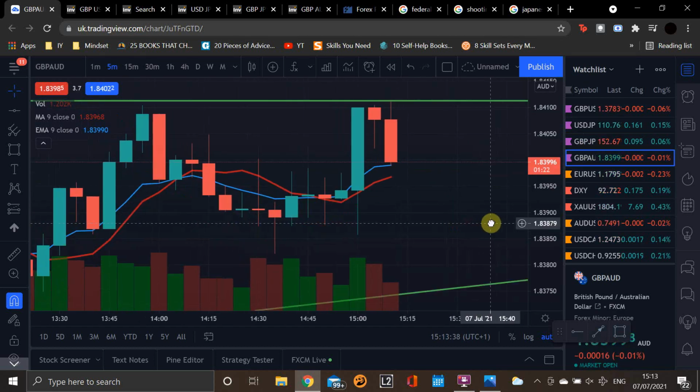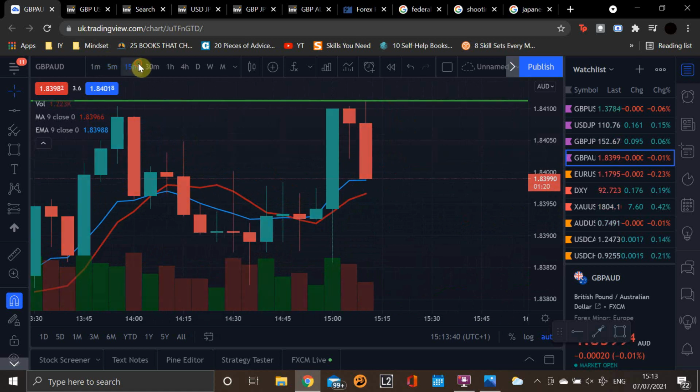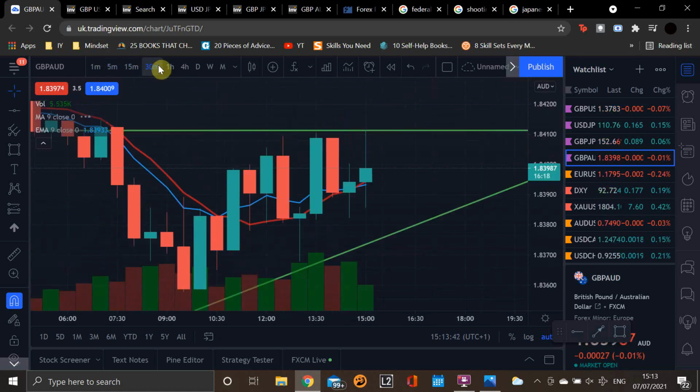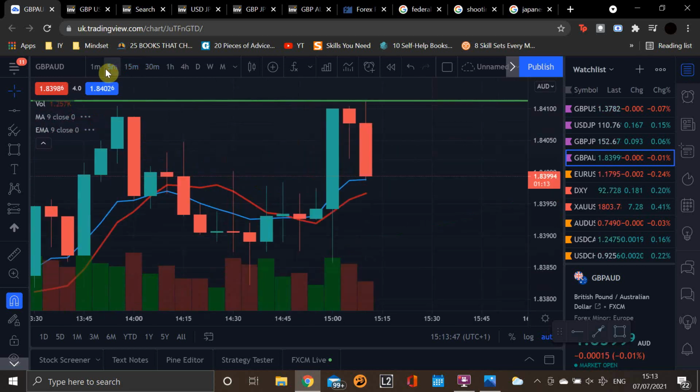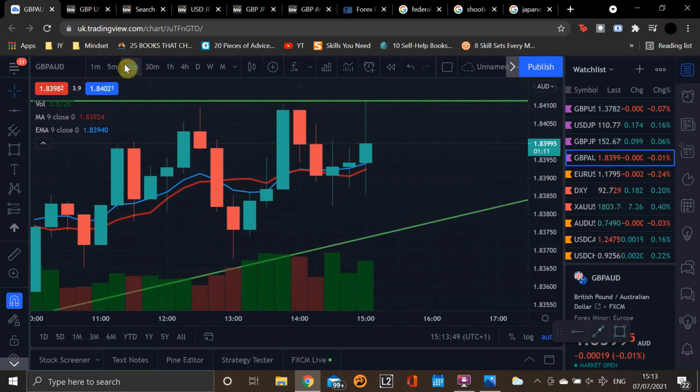GBP, I don't know about this one. But one thing I'll say is I've noticed that I can only use a 0.05 and a 0.06 lot size on a 200 account.